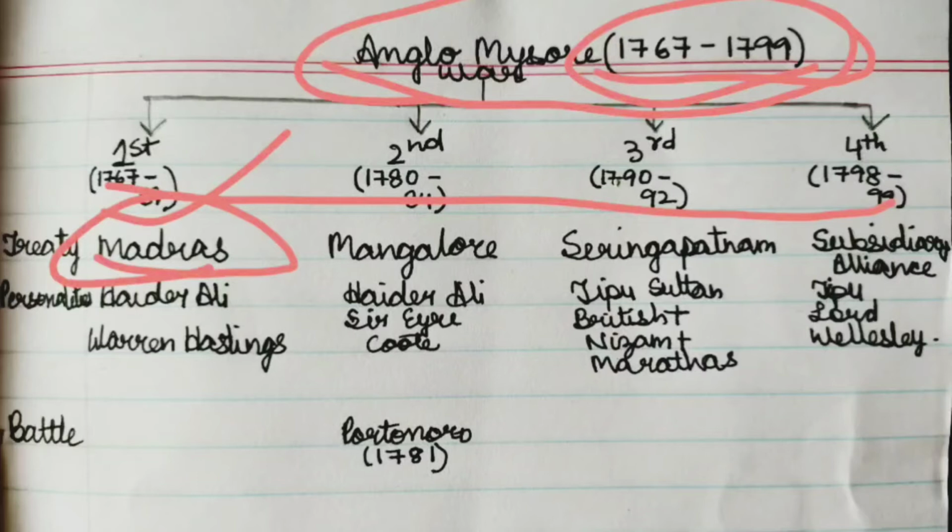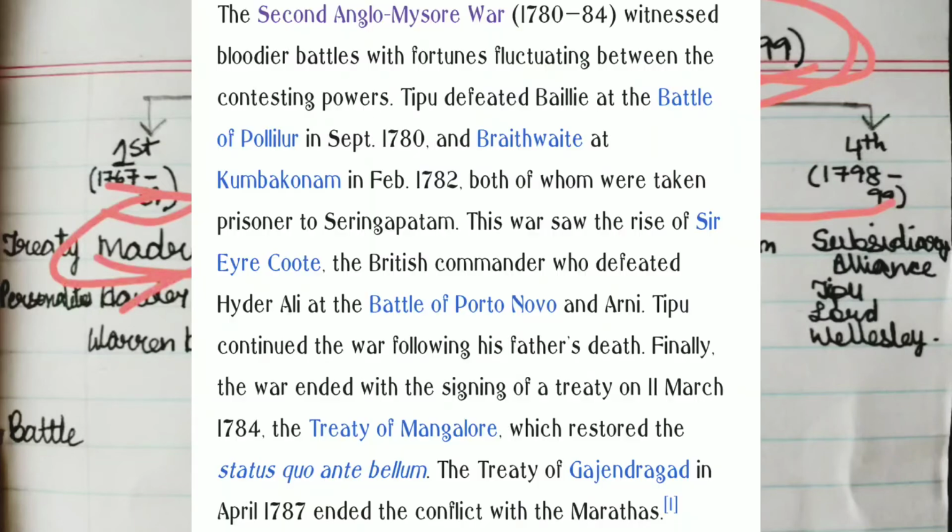Then in Second Anglo-Mysore War, see, in 1771, when Maratha attacked on Hyder Ali, British did not help Hyder Ali. With the Treaty of Madras, Hyder Ali was promised that yes, if there would be any issues, we would help you. But in 1771, when Marathas attacked on Hyder Ali, British did not provide any support. Very typical of them.